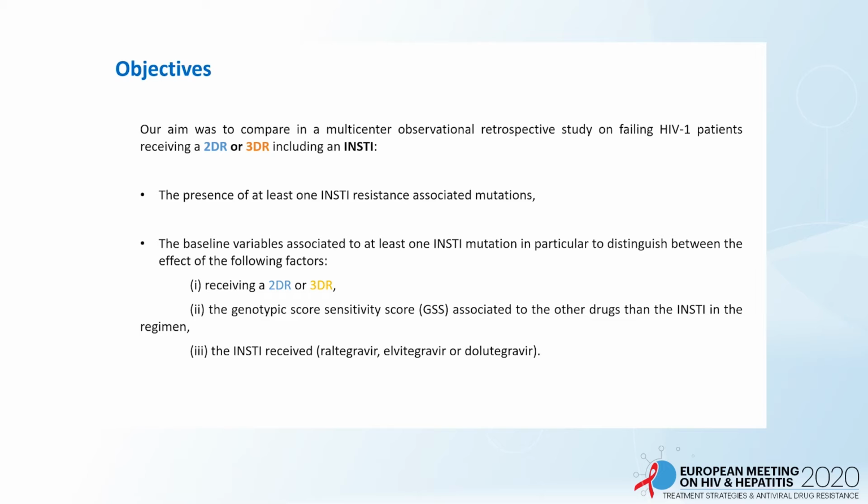So the aim of our study was to compare, in a multi-center observational retrospective study on failing HIV patients receiving a 2-drug or 3-drug regimen including an integrase inhibitor, the presence of at least one integrase resistance mutation, and baseline variables associated with the occurrence of at least one integrase mutation. In particular, we wanted to distinguish between the effect of the following factors: receiving a 2-drug or 3-drug regimen, the genotypic sensitivity score associated to the other drugs and the integrase inhibitor in the regimen, and the integrase inhibitor received.